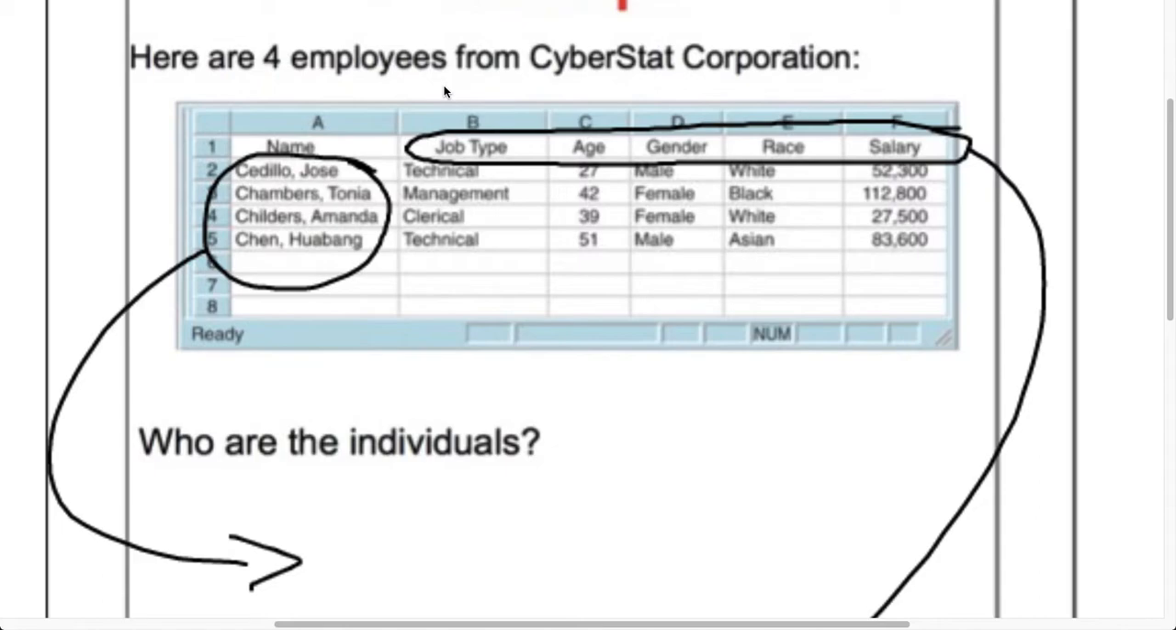Again, the individuals are the actual people that you are measuring, and the variables are what you are measuring from those people.